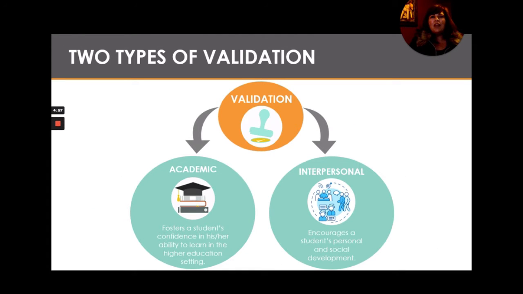There are 2 types of validation, academic and interpersonal, which can come from agents both in and out of the classroom. Academic validation fosters a student's confidence in his or her ability to learn in the higher education setting. Interpersonal validation encourages students' personal and social development.